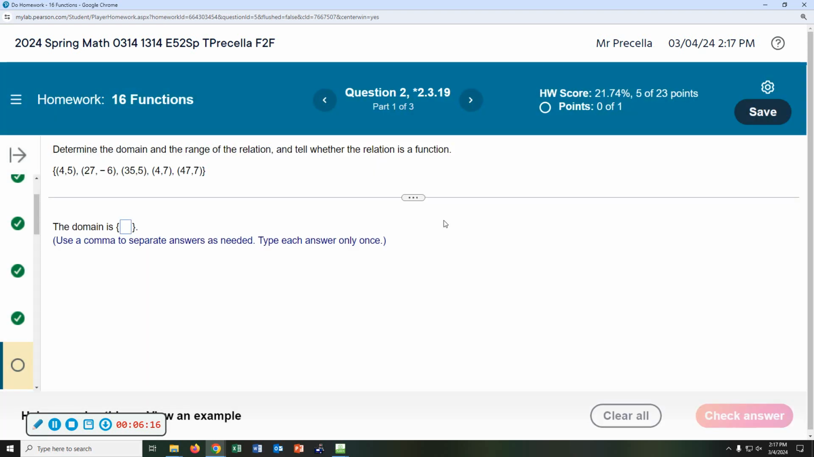Number 2. Here are the ordered pairs. 4 is assigned to 5. 27 is assigned to -6. 35 is assigned to 5. 4 is assigned to 7. And 47 is assigned to 7.